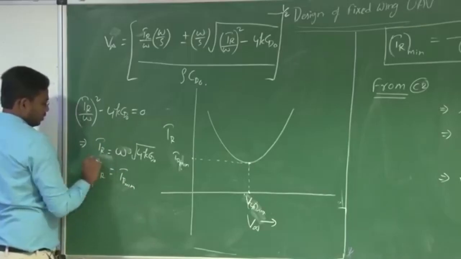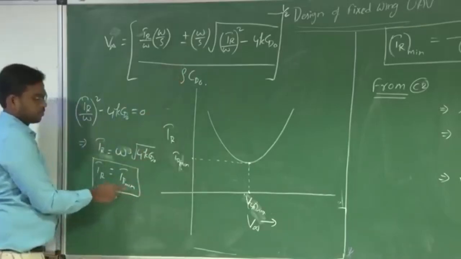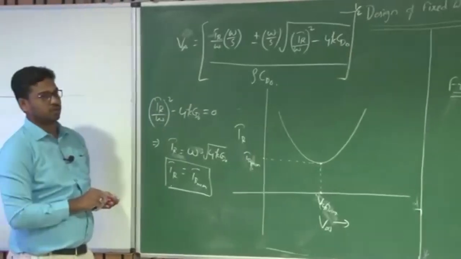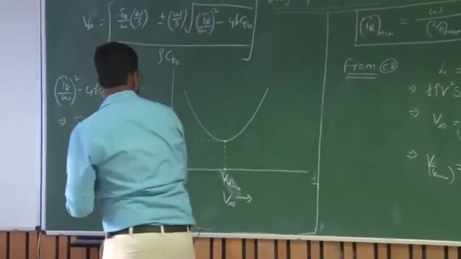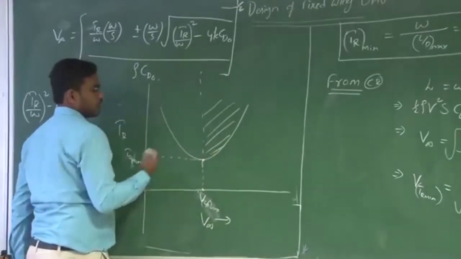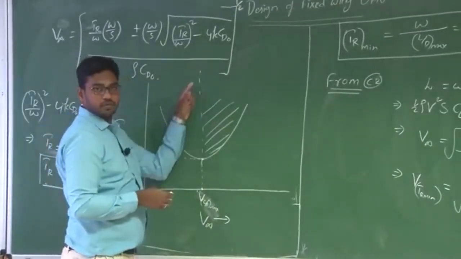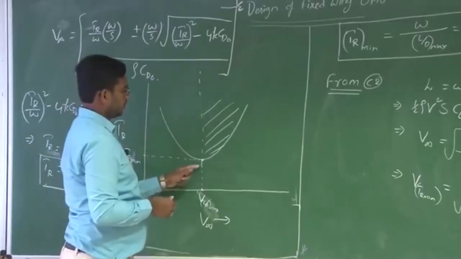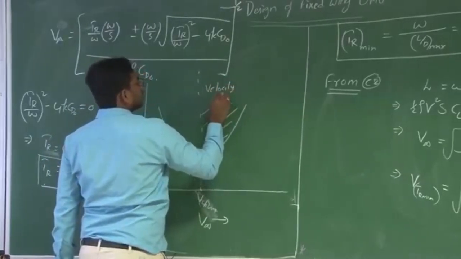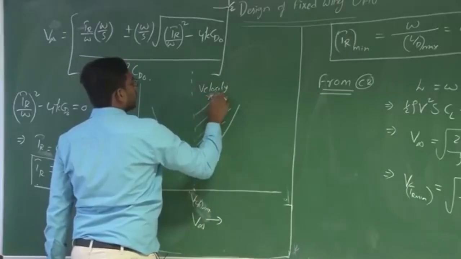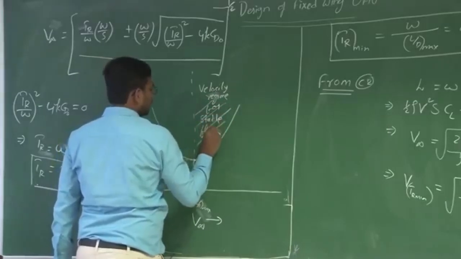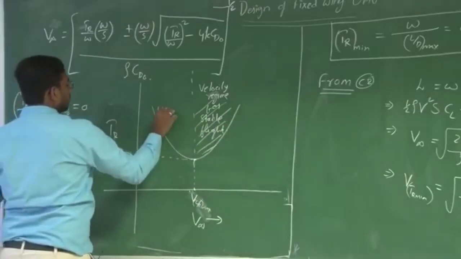So the thrust required during this condition is the minimum thrust required, and the corresponding velocity is TR into W by S divided by rho CD naught. Now we also discussed that this velocity region, which is to the right of this vertical line, is the stable velocity regime for stable flight. This is the unstable velocity regime.